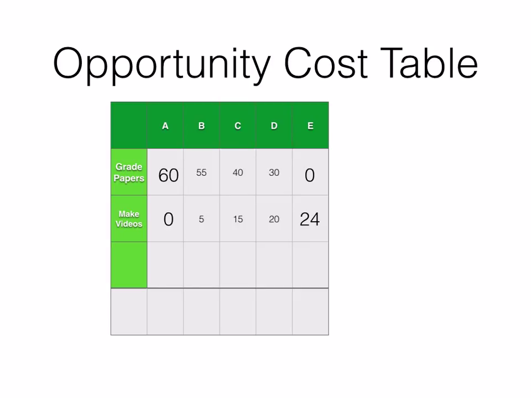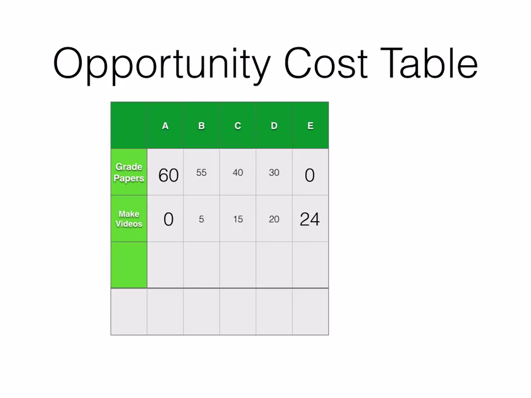So let's say I decide to make 5 videos. Okay? So what am I giving up? Well, I could have graded 60, but because I chose, I'm trading off, right? There's a cost involved. I'm making 5 videos. I can only grade 55 papers. So if I make 5 videos, I can only grade 55 papers. So what's the cost? The cost is 5 papers. 60 minus 55 is 5. So that's your opportunity cost. It's just simple subtraction across the board.